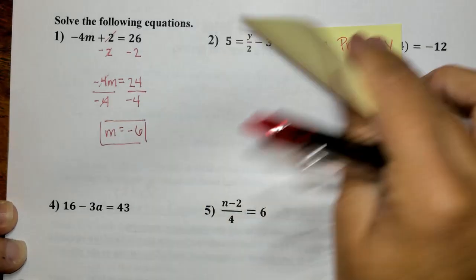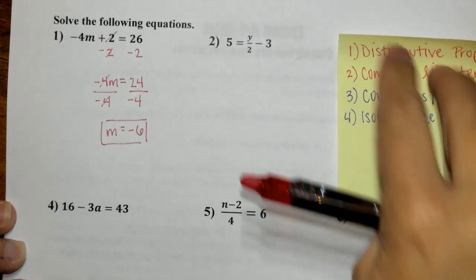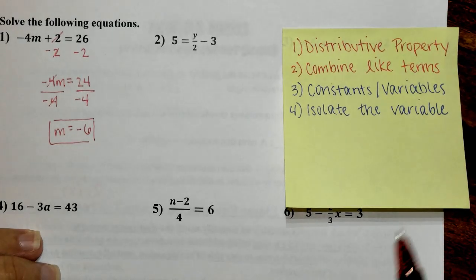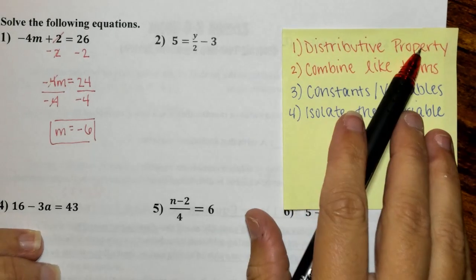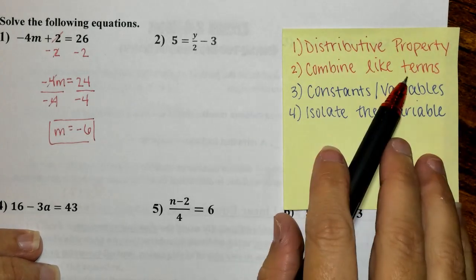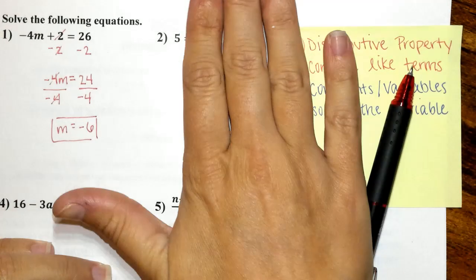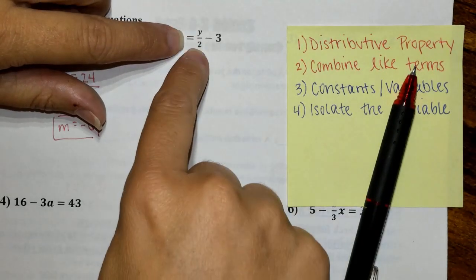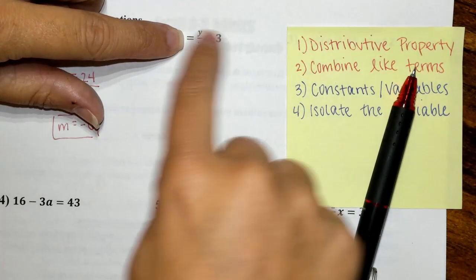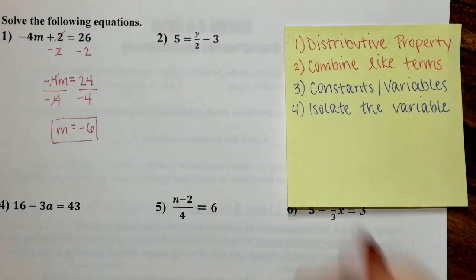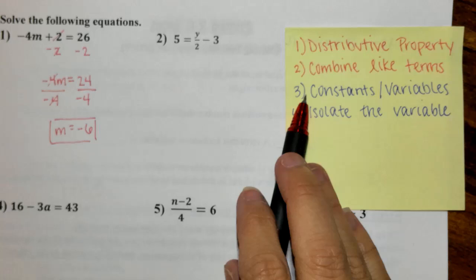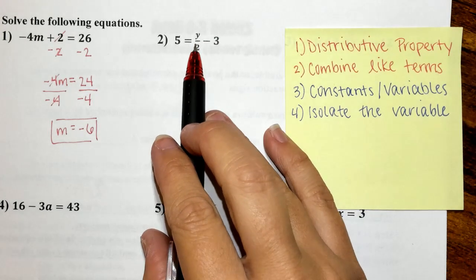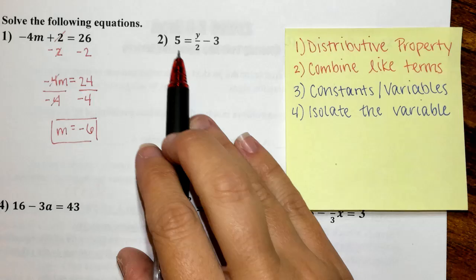Okay, number 2. 5 equals y divided by 2 minus 3. Skip the first step. There are no parentheses. Combine like terms. I cannot. On the left side, there's just a 5. On the right side, this term has a y, and this is our constant. I cannot combine those terms. So I start by getting our constants and variables on the same side. The variable is already on the right side, so I'm going to move this constant over to the left.